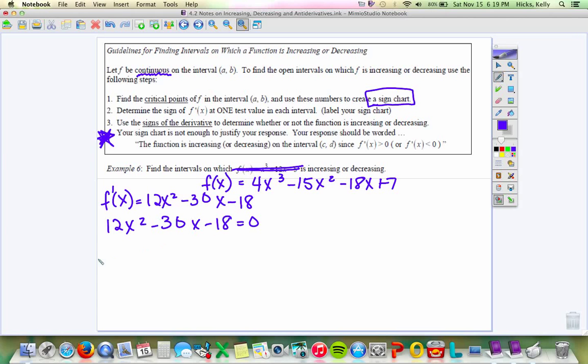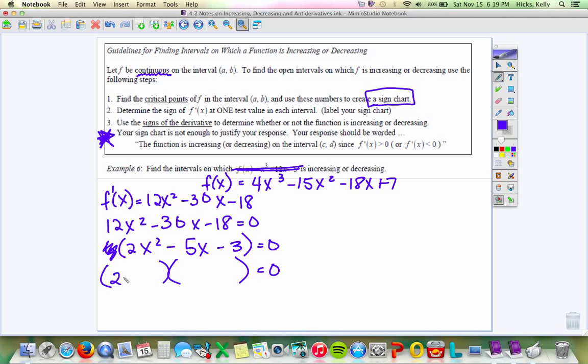Now let's see, what can I divide through by? It looks like I could divide through by 6. I could essentially factor out a 6. If I did that, I would have 2x squared minus 5x minus 3 equals 0. And then you can divide both sides by that 6, and it in effect just goes away because you've canceled it.